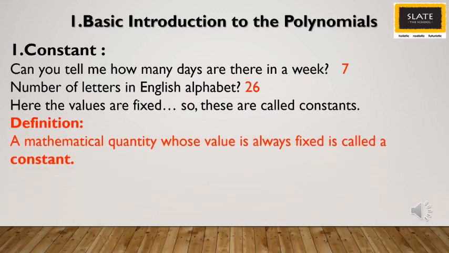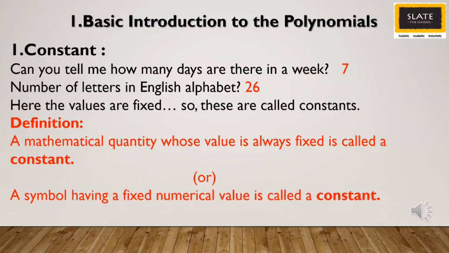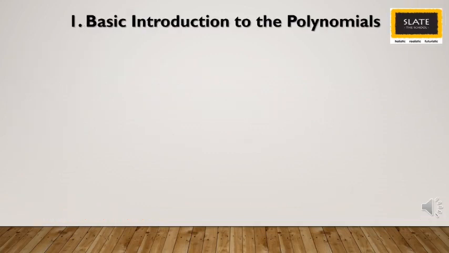A mathematical quantity whose value is fixed is called a constant, or a symbol having a fixed numerical value is called a constant. Example: 4, -5, √3, pi, etc. Second one is variable or literal.